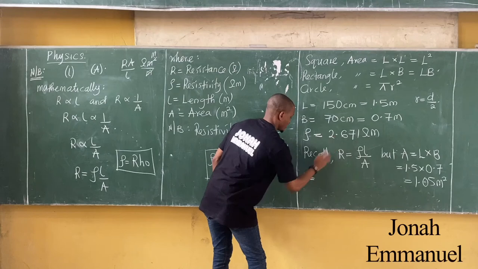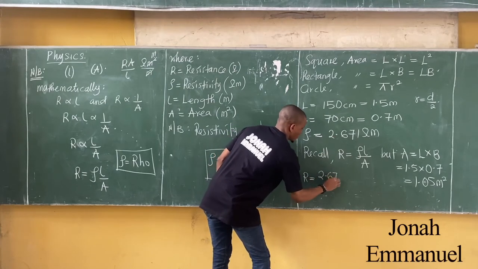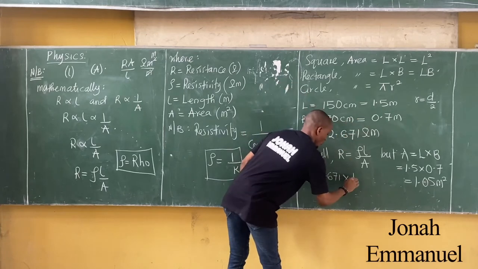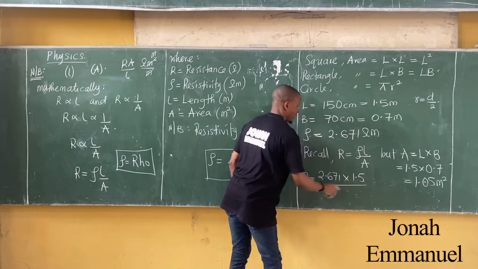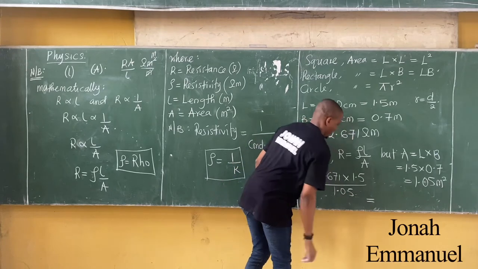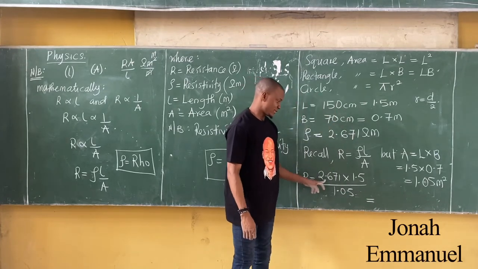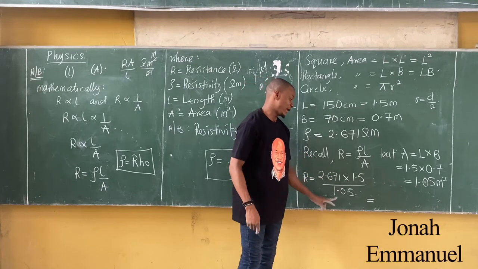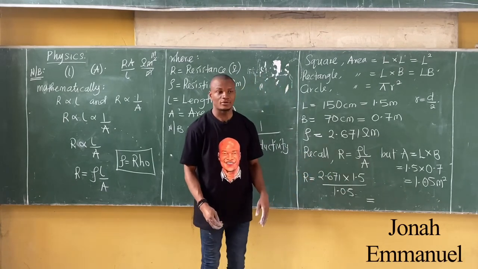So hence, the resistance is now equal to the same rho, which is 2.671, times L, the length, which is 1.5, all over the area, 1.05. Please give me the value. First of all, punch this times this to get your answer, then divide by 1.05. What do you get?